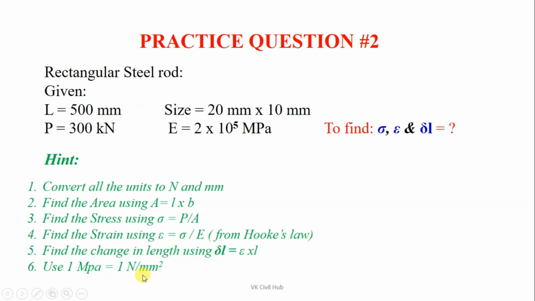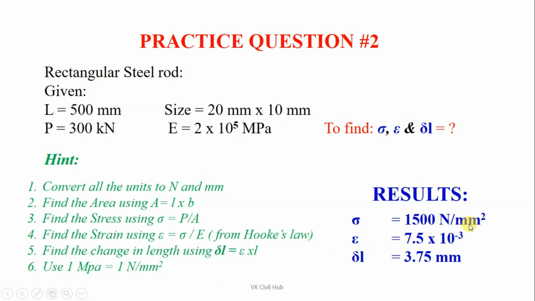So for this problem you are getting the result as sigma is equal to 1500 Newton per mm square. Strain e is equal to 7.5 into 10 power minus 3. And the change in length delta L is equal to 3.75 mm. Please take this problem as a serious one, work it out, get practiced. Practice makes a man perfect.